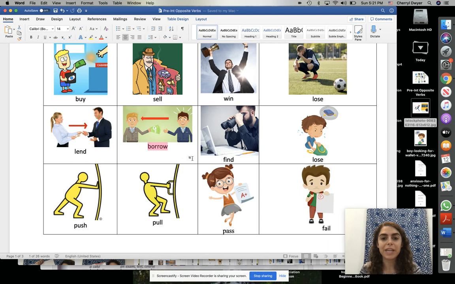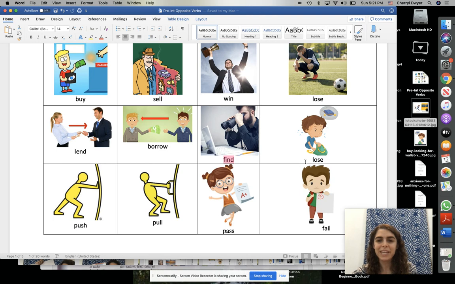The next word is find. Find. So when you're looking for something, sometimes you might not find it, but when you see it, you can say, like maybe I was looking for my phone and I found it, right? Find.